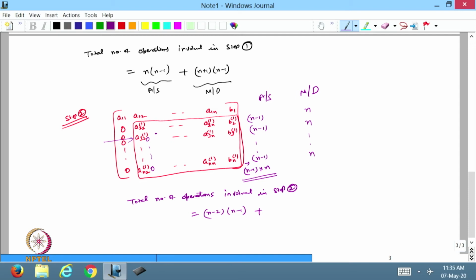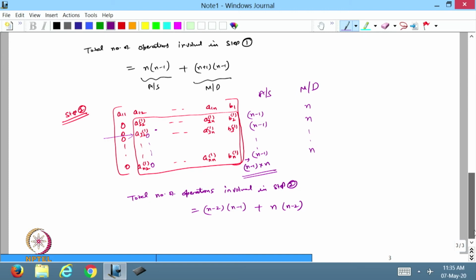I am now taking n. So, n into n minus 2. So, this is total n and this is n minus 2. So, this is n minus 2 and this is my n minus 2. So, that is the total number. This is my addition, subtraction and this is multiplication and division. Now, from here you can see that earlier it was n minus 1, now it is n minus 2, n plus 1, n minus 1, it is n minus 2.